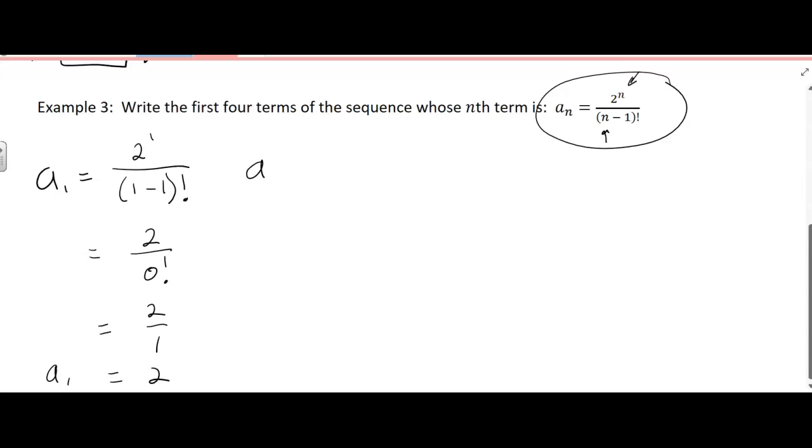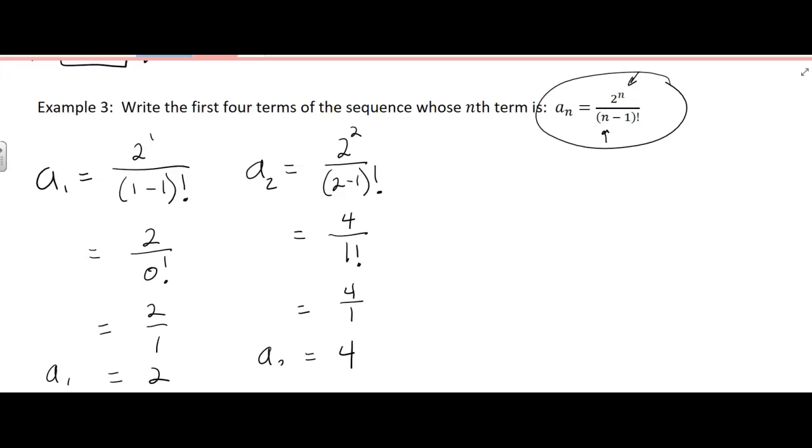Now we're going to do the second term, a sub 2. So 2 squared over 2 minus 1 factorial. So you follow the order of operations here. You have to do the parenthesis first. So I'm going to get 2 squared is 4 over 1 factorial. Well, 1 factorial is also just 1. Okay. That's weird, huh? That both 0 factorial and 1 factorial are both 1. But that's the way it works.